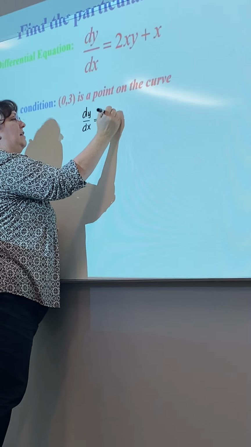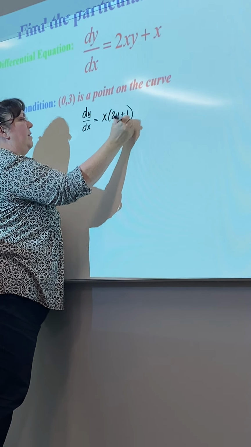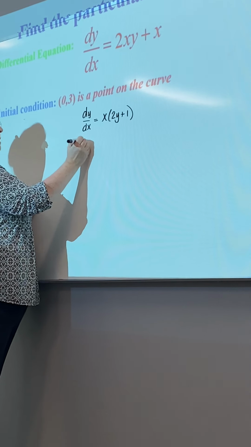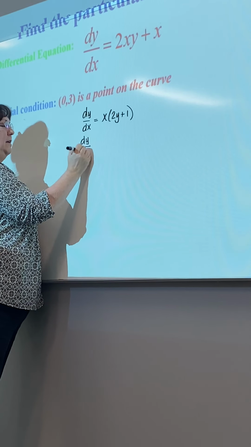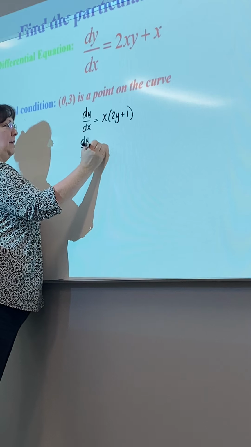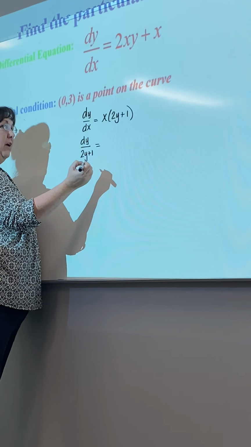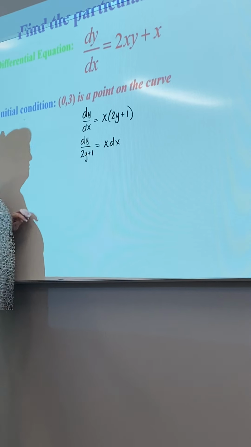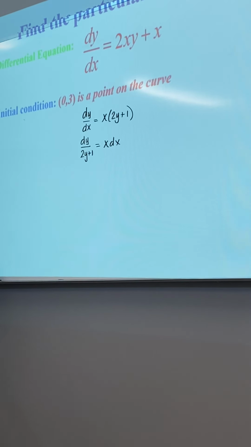My y has something on it, that means you have to do U substitution. But what if I just take the 2 out and then get 1/2? That'll work. I'm not gonna do it that way, I'll do it this way, because this is pretty easy.